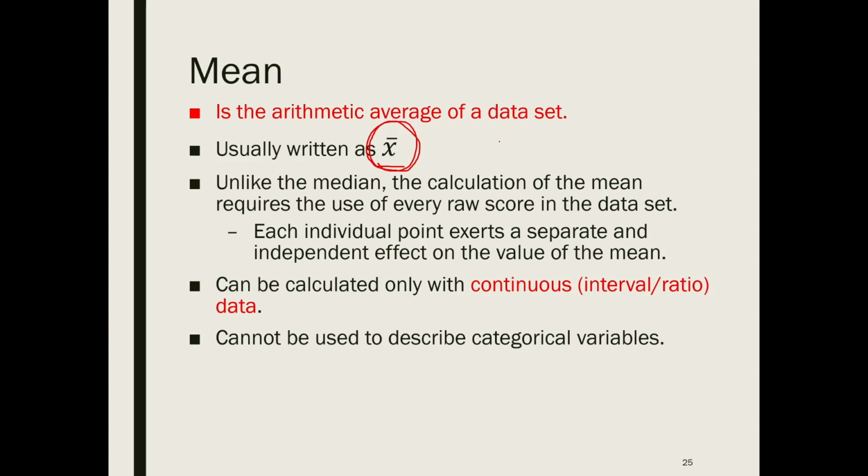Unlike the median, the calculation of the mean requires using every score in the data set. Also, the mean can only be used with a continuous variable, whether it's a ratio variable or an interval variable. It cannot be used with a categorical variable, including nominal or ordinal variables.